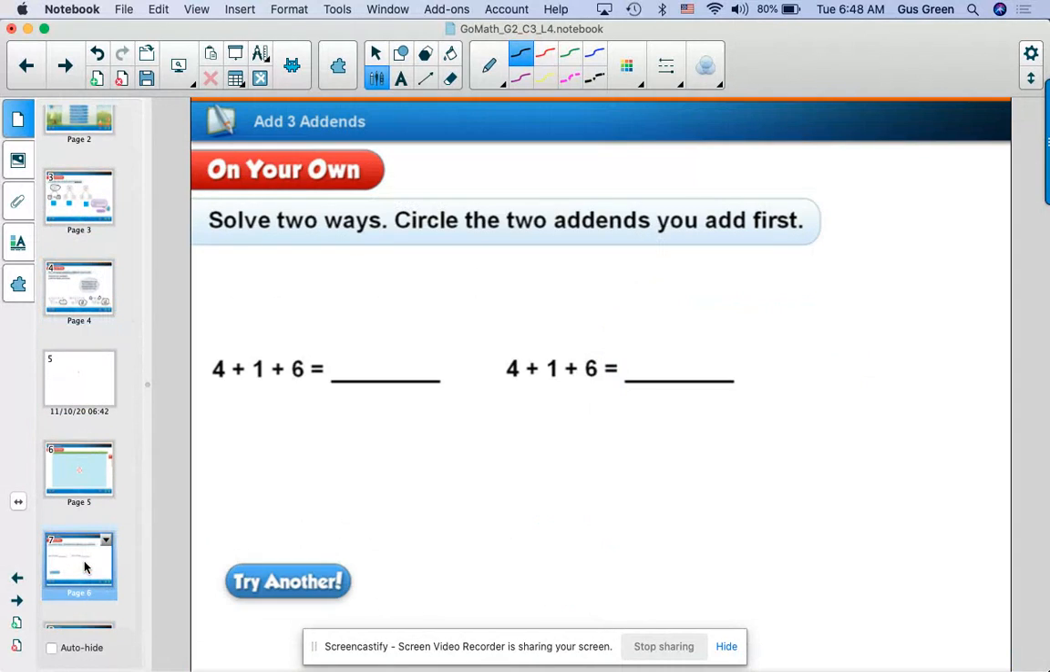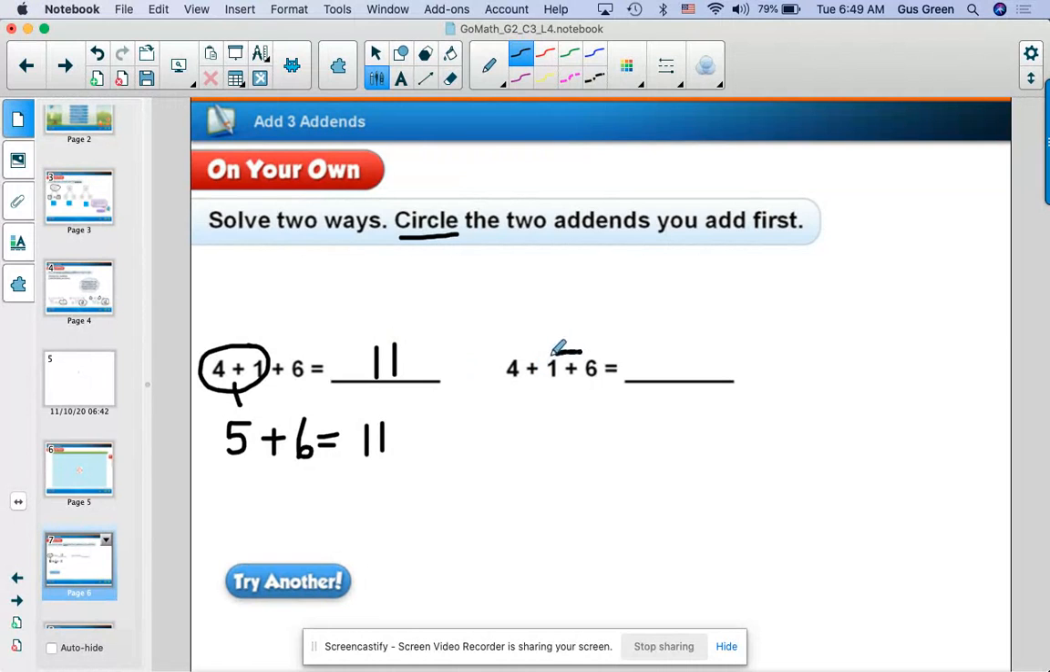All right, let's look at another slide. This one says solve two ways. Circle the add-ins that you add first. So don't skip that step. Circle them. So on this one, let's add the first two together. And we'll do it just like they did on the previous page. 4 plus 1 is 5. Plus 6. Ooh, if I use my neighbor strategy, 5 plus 5 is 10. Plus 1 more is 11. I could do it that way to get 11.